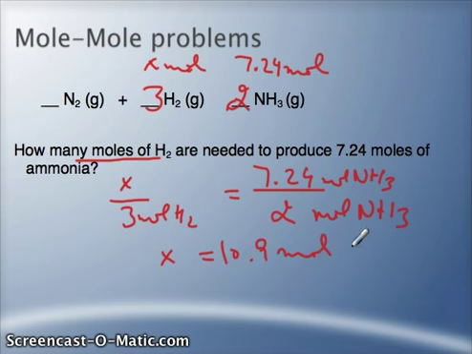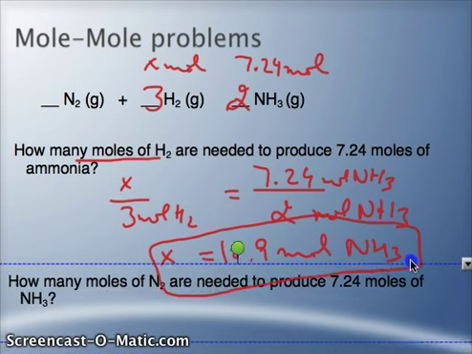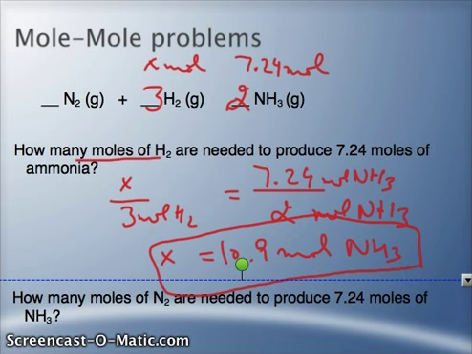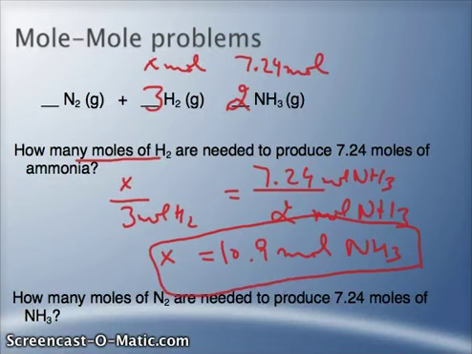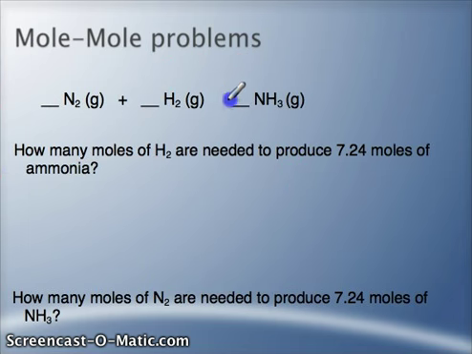Now in this case you want to make sure that you are not only writing down the unit, but also the name of the formula itself, because you have 3 different things you could be talking about. So you want to make sure you put the correct units and the correct formula. So here's one more for you to try. This time we have how many moles of nitrogen are needed to produce 7.24 moles of ammonia. So now the only difference is that we are changing the X.